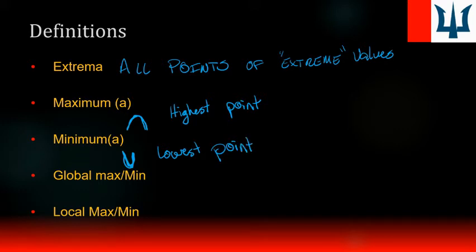Now, when we talk about maxes and mins, there's two different types of maxes and mins. The first one we have is what we call either a global, or sometimes you'll see this referred to as an absolute maximum or minimum. That means that it's the highest high point or the lowest low point.